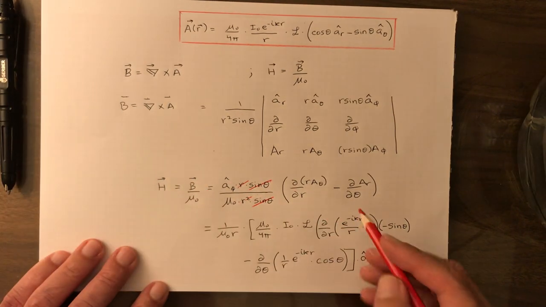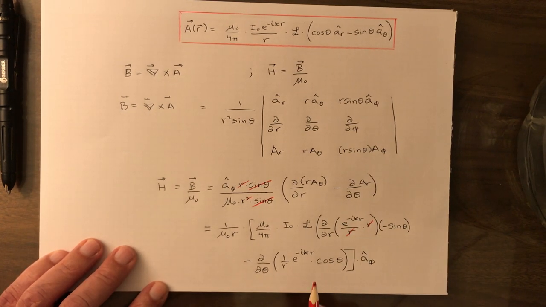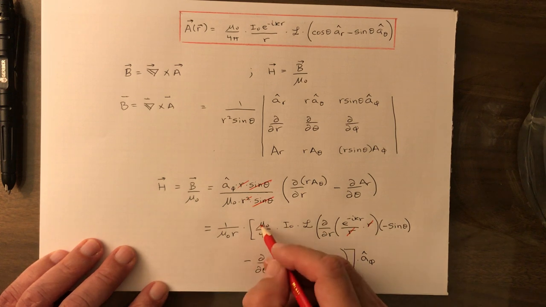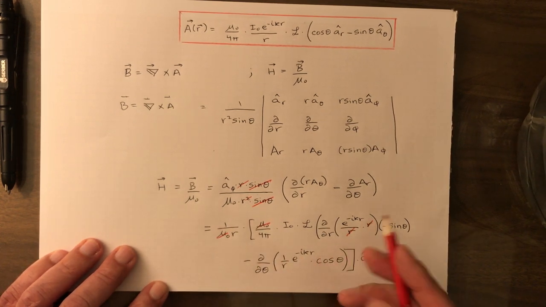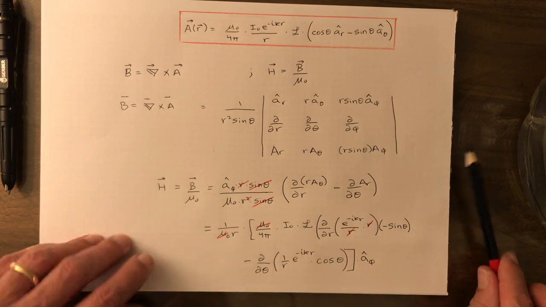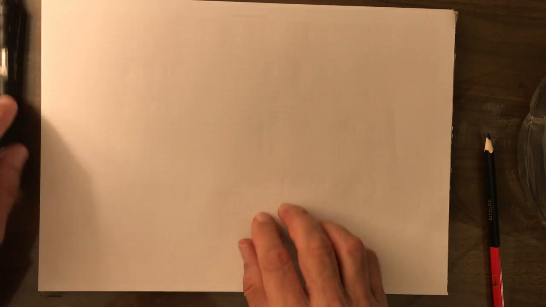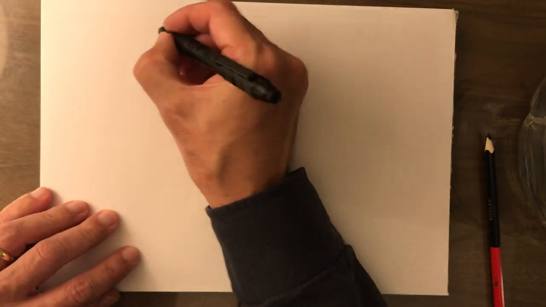So here we can see something interesting. R's cancel in this term right here, and mu naughts cancel. That's something just to do some housekeeping. The important point is that R's are canceling up here. Okay? Now we proceed along these same lines by taking those derivatives.